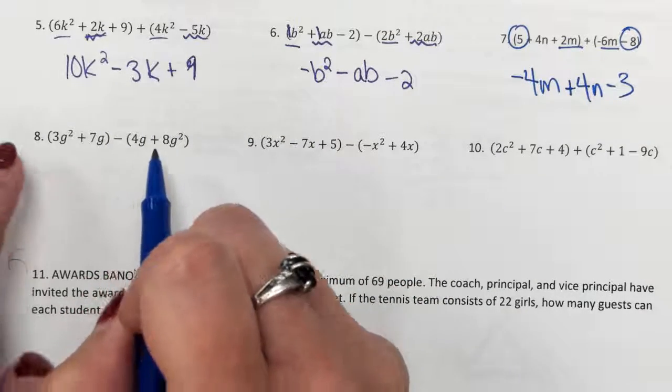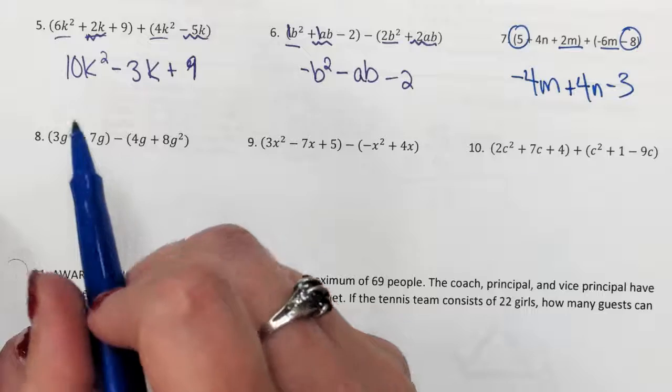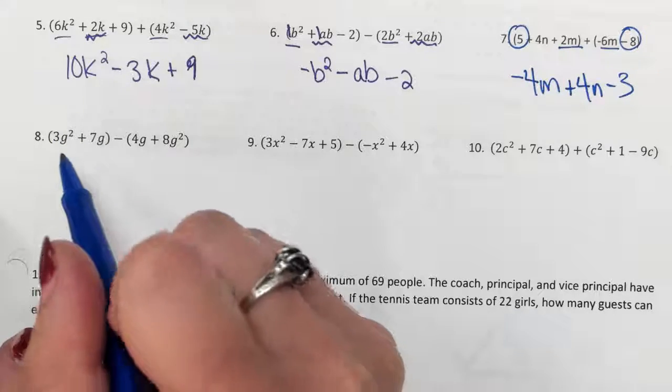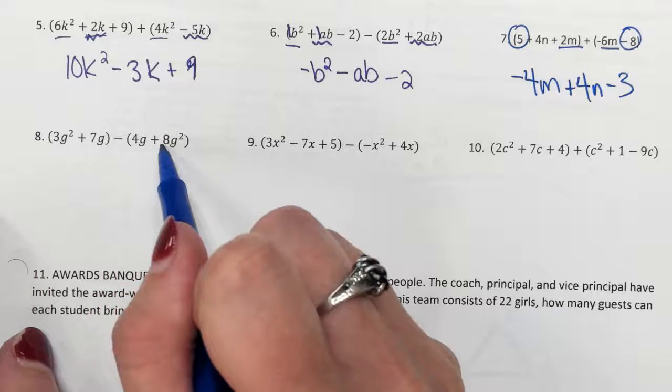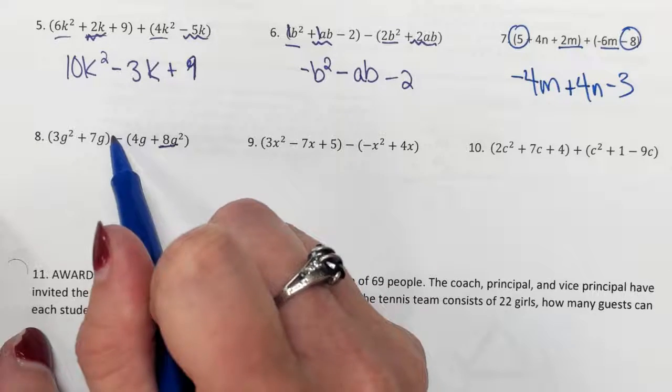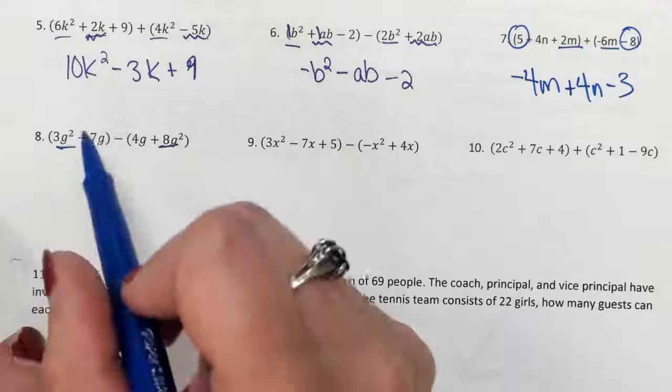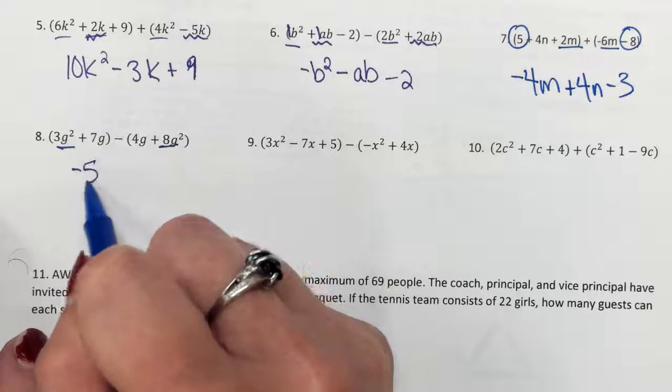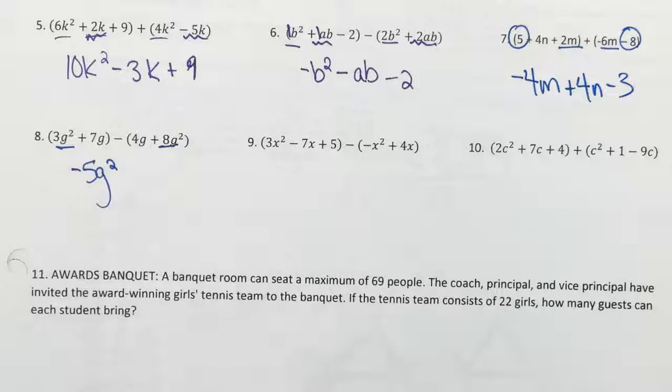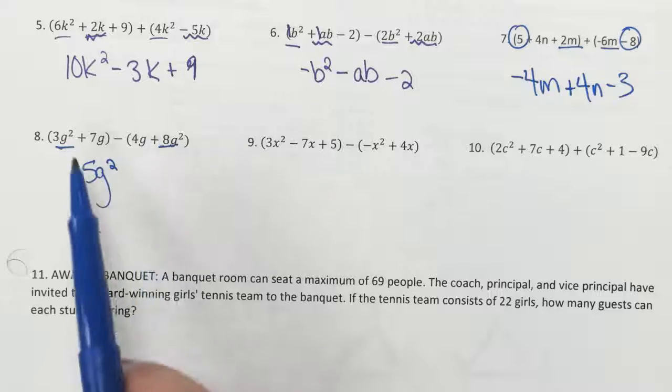Madeline, what am I going to do first on number 8? Not add. There you go. Alright, so what's 3 minus 8? -5g squared. Perfect. Alright, Hope, one more thing I can do on number 8.